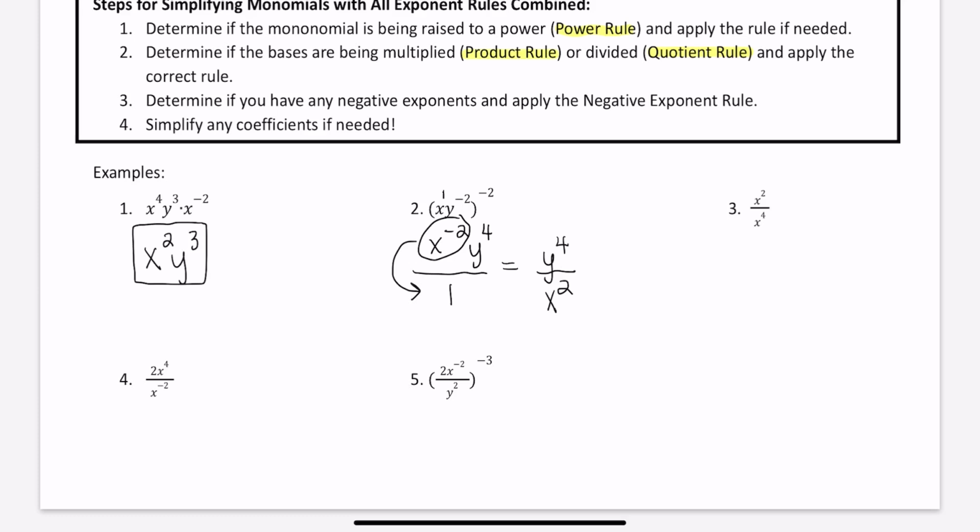So now I'm going to look. I don't have any other product or quotient rule I missed. None of my exponents are negative, and I don't have any coefficients I can simplify. So this is going to end up being my final answer.